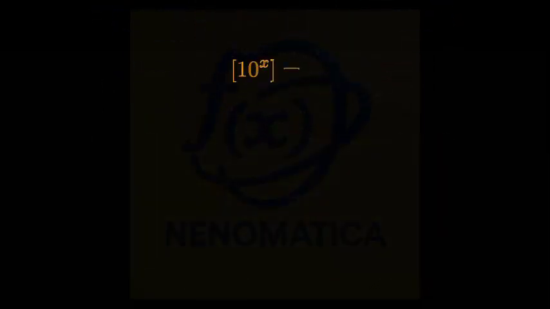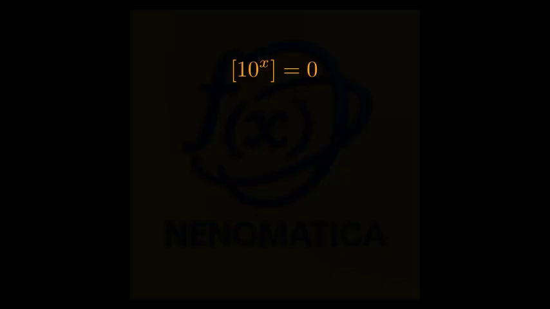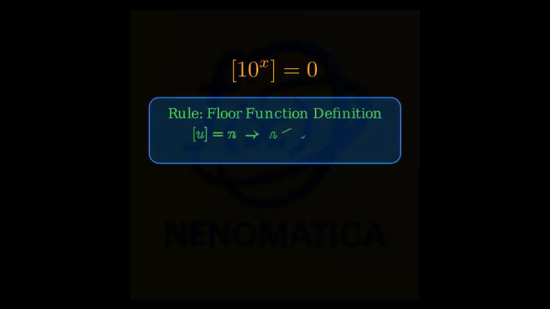In this lesson, we will solve the equation floor of 10 to the x equals 0 and build an intuitive picture of why the solution is all negative x values. First, let's write the problem clearly on screen. Step 1. By definition of the floor function, if the floor of u equals n, then n is less than or equal to u and u is less than n plus 1. Here n is 0 and u is 10 to the x.